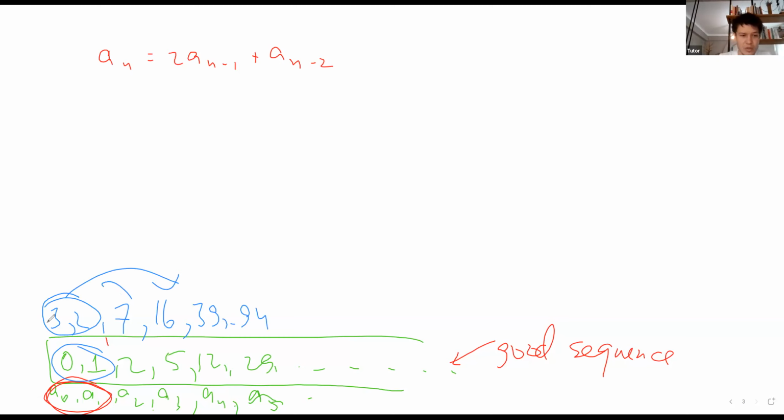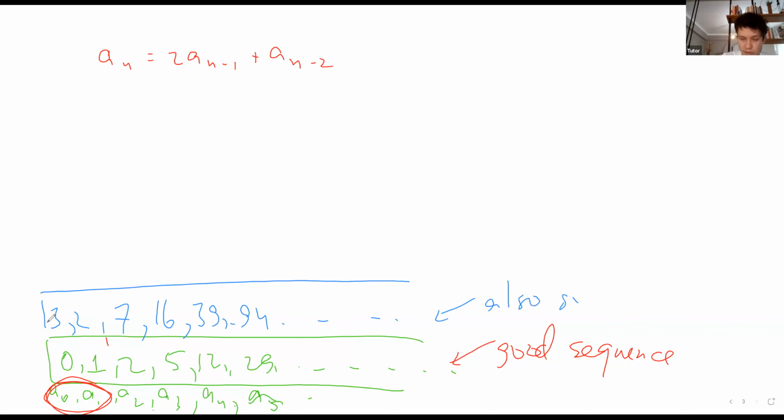Now, here's the deal. So this one is also a good sequence. So let me write it. This is also good. Good sequence, right? Now, here is the deal. This sequence starts with 0, 1, this sequence starts with 3, 2. But the thing is, if you have two good sequences, you can always combine them.